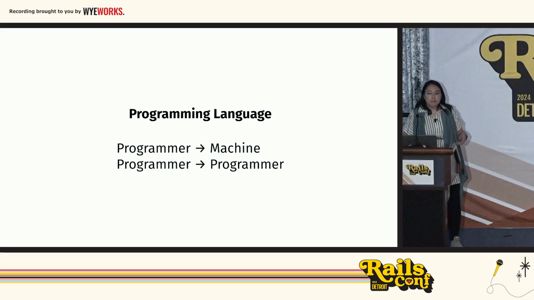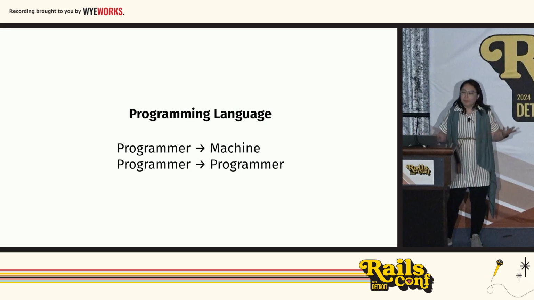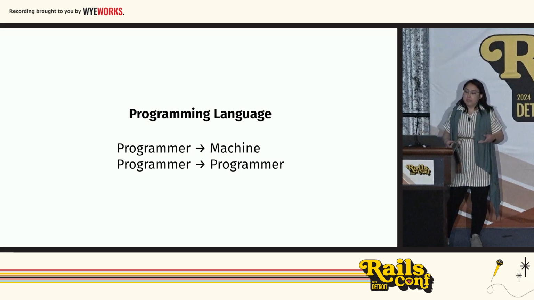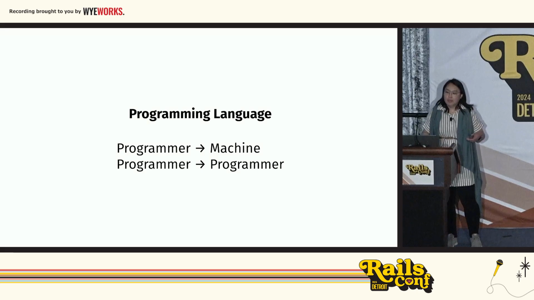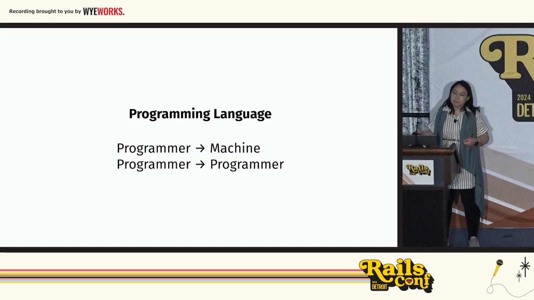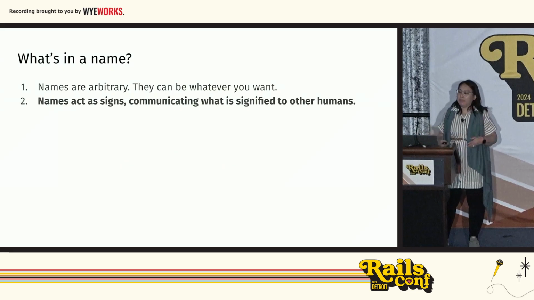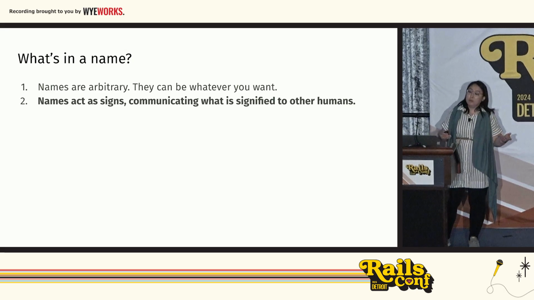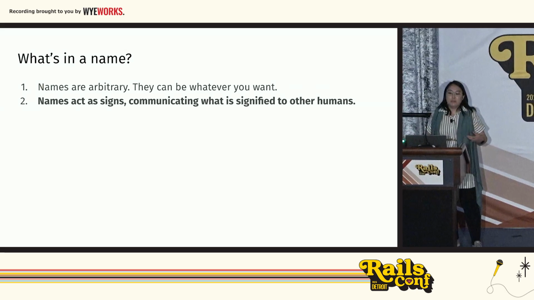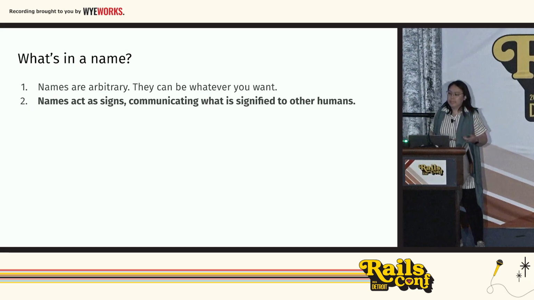And yes, if we were only communicating with the machine, we could stop here. But today we work on collaborative code bases, and our variable names need to communicate intent to other humans. A programming language serves two functions, communicating to the machine and to fellow programmers. And especially in an untyped language like Ruby, you don't have any guarantees about what is actually being signified. So names act as signs communicating what is signified to other humans. And it is the human piece that matters, right? The machine doesn't care that you've assigned 0 to X, but the human really does.